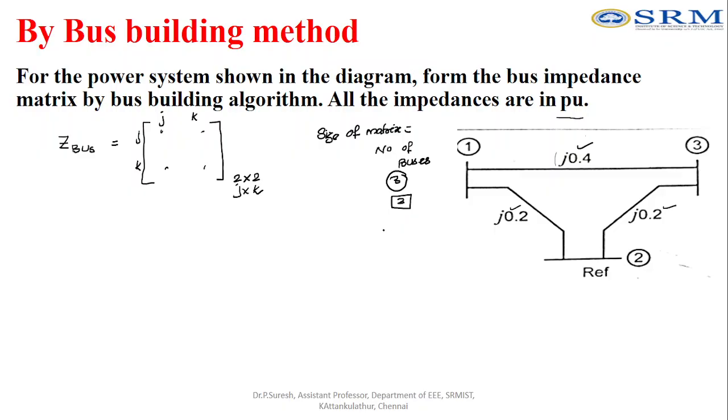After elimination, we will find the final bus impedance matrix. The elimination is to be carried out by Kron's method. You know that by Kron's method, we are going to eliminate one of the buses, and finally we arrive at the construction of the bus using the bus building method. The size of the matrix comes around 2 by 2.